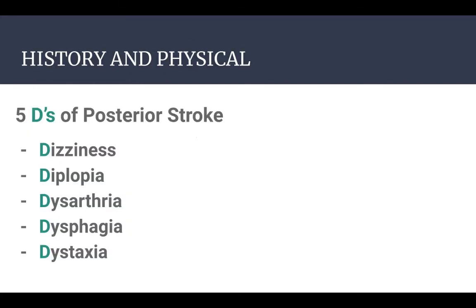It may be helpful to think of the 5 Ds of posterior stroke. This is something that might just help you remember exactly what to ask for. So that is dizziness, diplopia, dysarthria, dysphagia, and dystaxia.